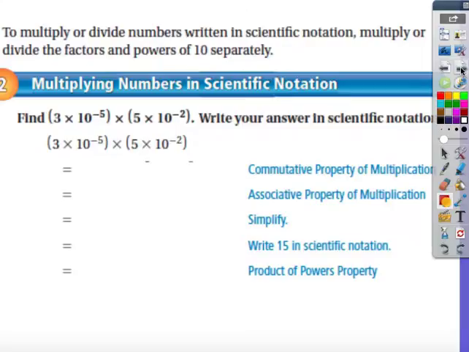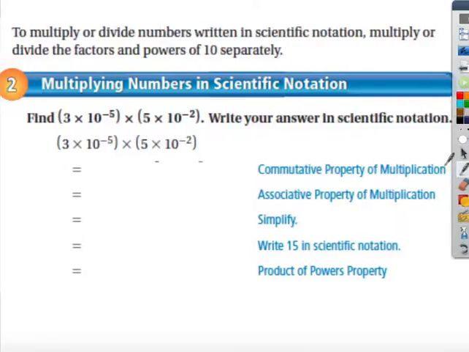So, we are going to multiply 3 times 5, and then we're also going to multiply our powers of 10, 10 to the negative 5th times 10 to the negative 2, okay? 3 times 5 is 15, and 10 to the negative 5th times 10 to the negative 2, when you multiply two powers with the same base, we know that we can add our exponents, so that would be 10 to the negative 7.